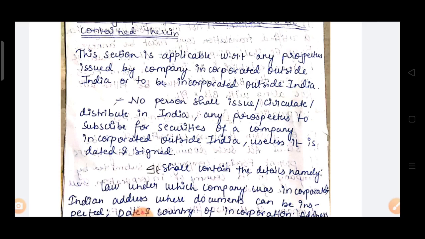When any company wants its shares to get subscribed, it issues the prospectus and circulates the prospectus. So a company incorporated outside India cannot issue, circulate or distribute a prospectus in India unless it is dated and signed. It must be dated and signed, then only it can circulate in India.